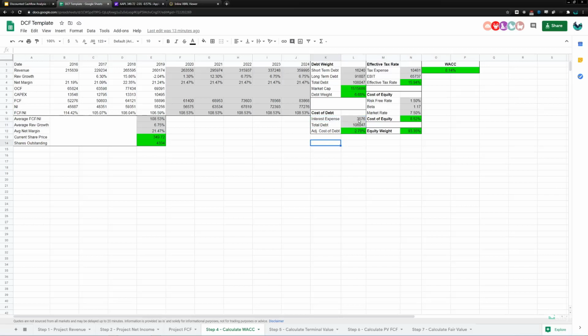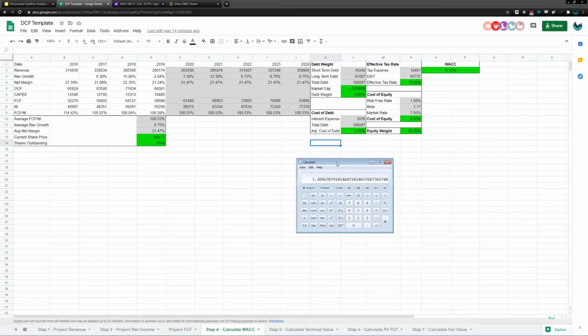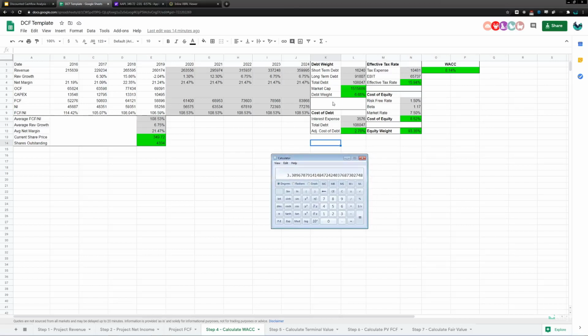Okay, so when we take 3576 divided by 108.047, that gives us about a 3.3% cost of debt. But remember, then we have to multiply it by the effective tax rate in order to account for that tax deduction that they will get. So that's the next part of this.